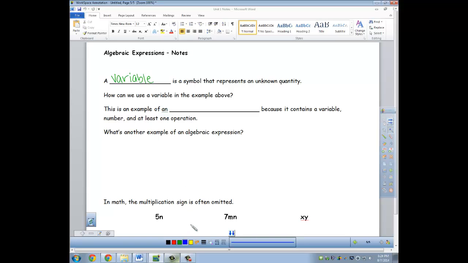and a variable is a symbol that represents an unknown quantity. Whenever you see a variable, it's going to be a letter. So please write that down so you remember. A variable is when there is a letter in the problem. It is also what changes in the problem.